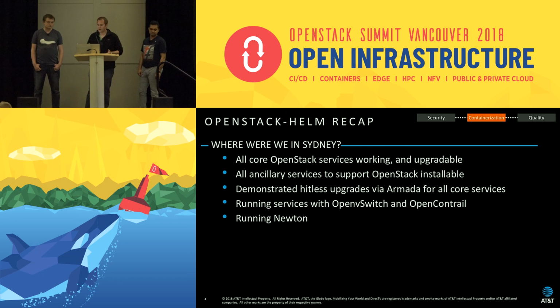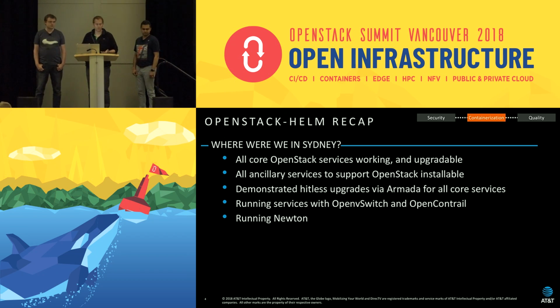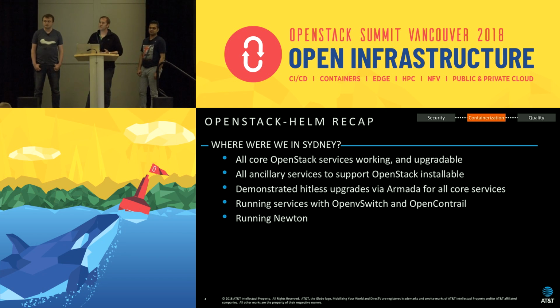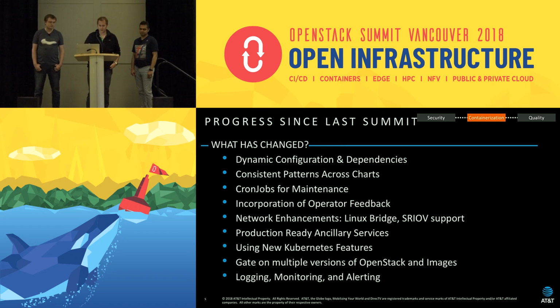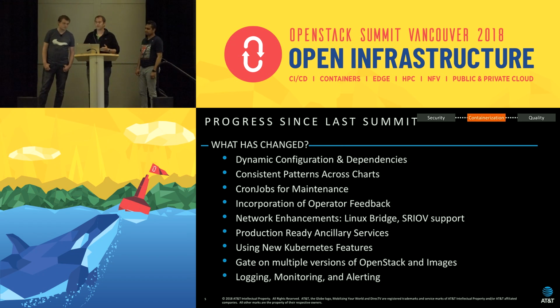In terms of network functionality, we were able to run both Open vSwitch and Open Contrail at that time as solutions for OpenStack-HELM. And finally, out of the box, the version of OpenStack that you got, if you were to grab OpenStack-HELM at the time of Sydney, was Newton in terms of what it would deploy. So I'm going to hand it over to Pete, who's going to dig in a little more into the details of what's changed since the last summit.